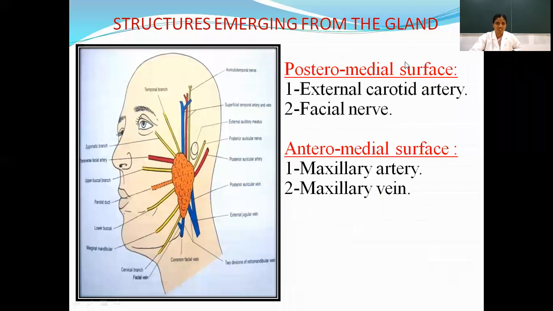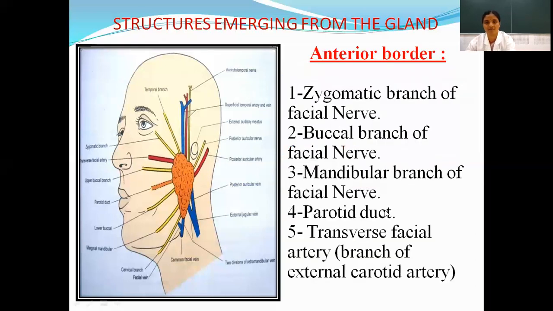Then the structures emerging from the gland on the posteromedial surface. Posteromedial surface means behind. So the external carotid artery and the facial nerve, the facial nerve piercing the posteromedial surface. Then on the anteromedial surface, what structures are emerging? The maxillary artery leaves the gland and enters the infratemporal region, whereas the maxillary vein leaves the infratemporal region and extends into the gland. So we can see the maxillary vessels on the anteromedial surface.